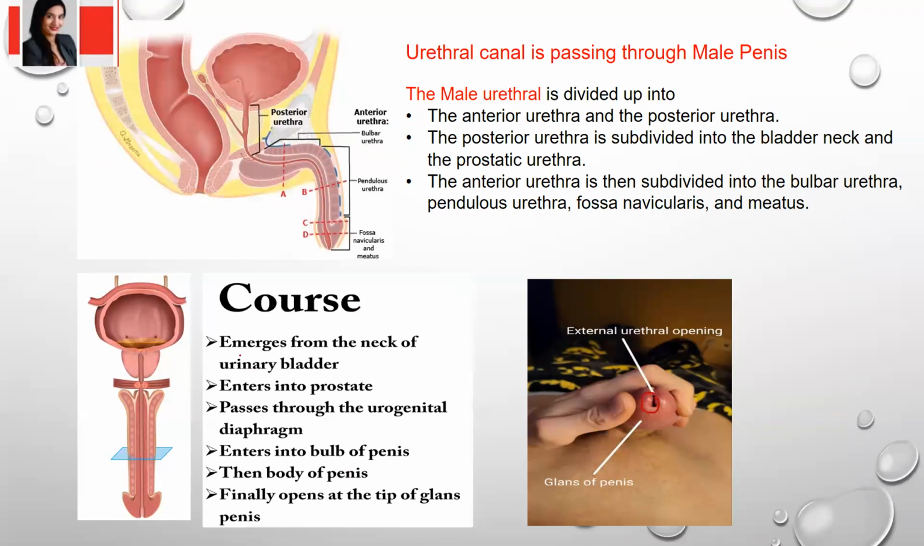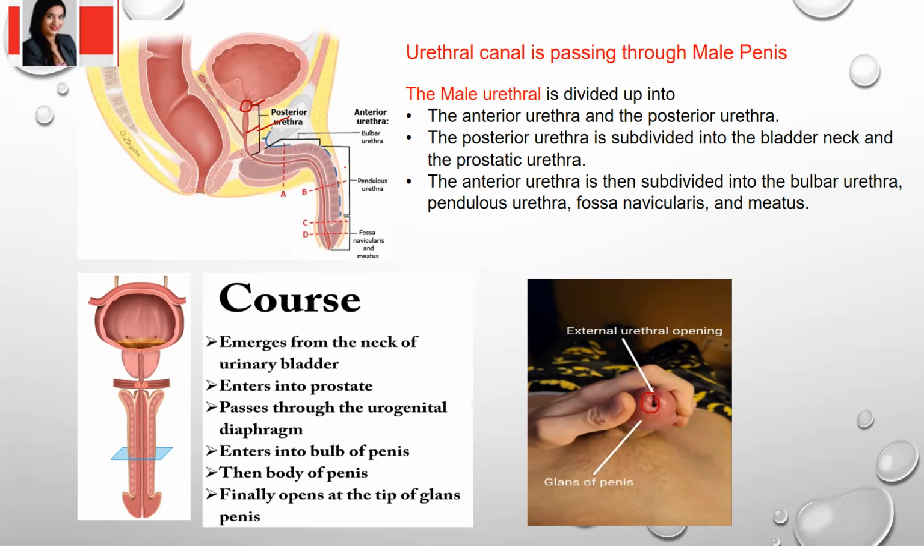When we talk about the course, the urethral canal passes through the anterior urethra and the posterior urethra. The posterior urethra is subdivided into the bladder neck and the prostatic urethra. The anterior urethra is subdivided into the bulbar urethra and the pendular urethra. You can see it like that, isn't it? This is the posterior part, which divides around where the bladder neck is starting, and then the prostate. So two divisions are there. And in the anterior one there are further divisions because the pelvic floor muscles are also there, and it has to cross them.